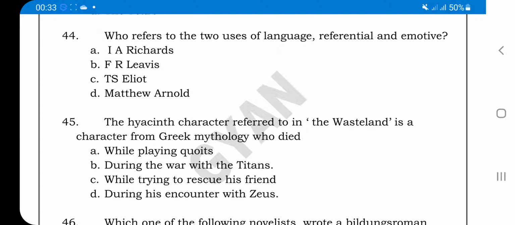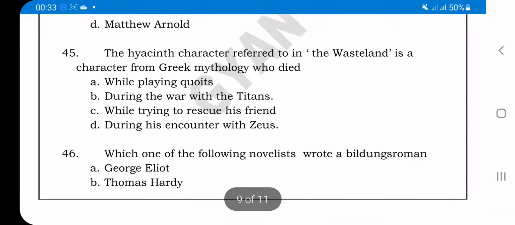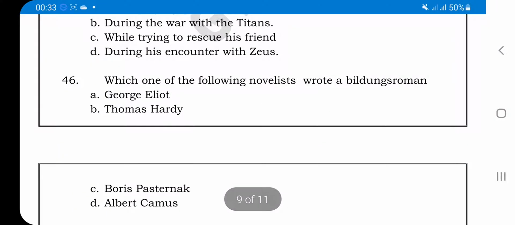Yeah, it's talking about the mythology, Greek mythology. Which of the following wrote Bildungsroman? This is quite simple. Who did it? I don't think you have a problem with this. My answer is B. What is yours?